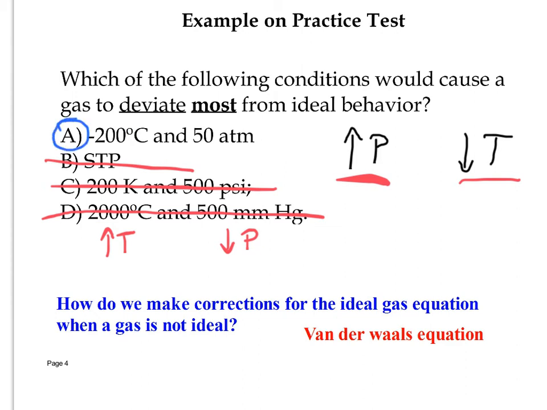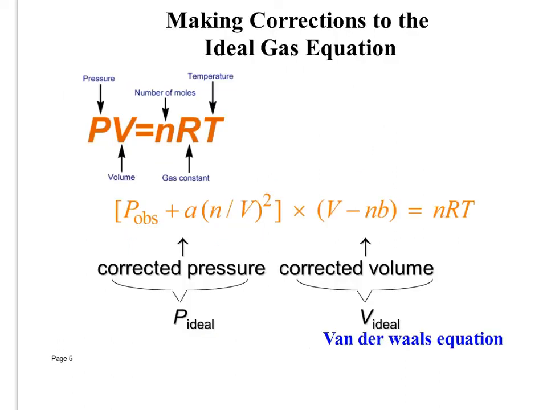How can I mathematically correct for gases that deviate from ideal behavior? I know that the ideal gas law tells me PV is equal to nRT. So how can I make corrections to this equation to reflect those changes in ideality? And the answer to that question is what we call the van der Waals equation. This is an example of the van der Waals equation.